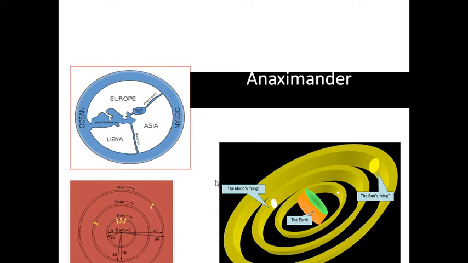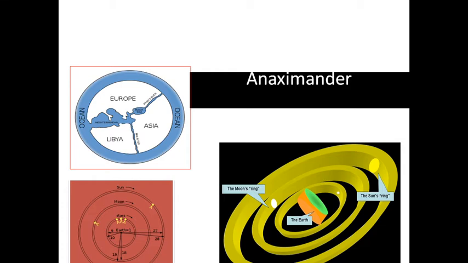Anaximander proposed a few concepts. According to Anaximander, there were three continents on the earth: Europe, Libya, which is the old name of Africa, and Asia, plus the ocean. He identified only two inland seas, the Mediterranean Sea and the Black Sea, because as Greek people they were very familiar with them. The rest of the area was covered by the ocean, that is the Atlantic.